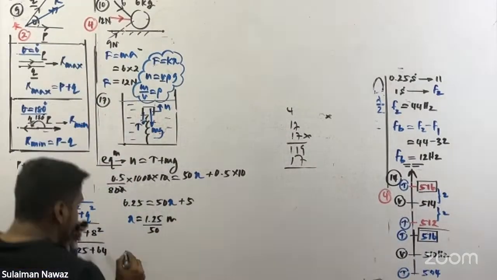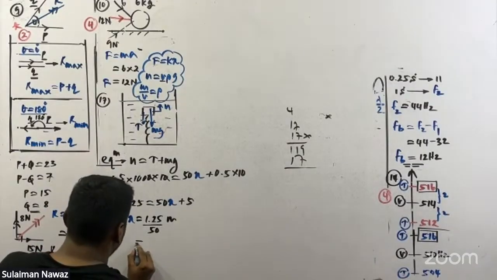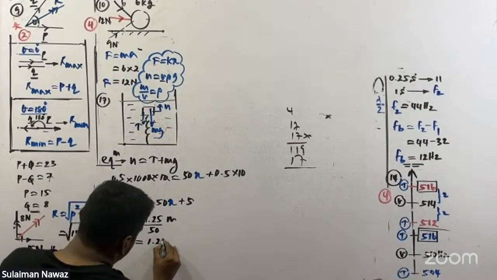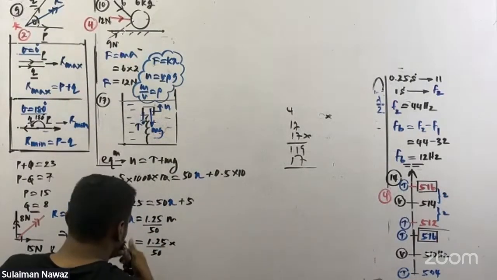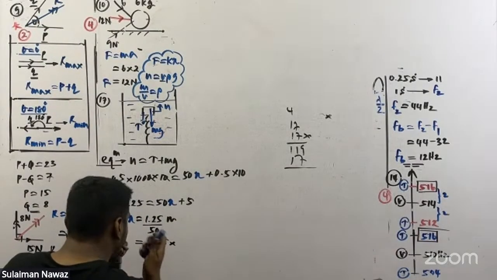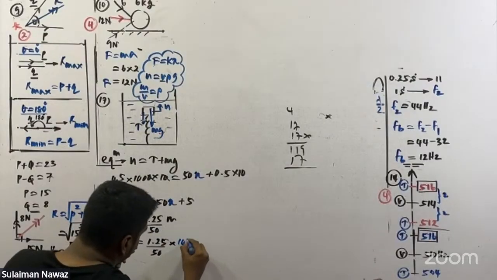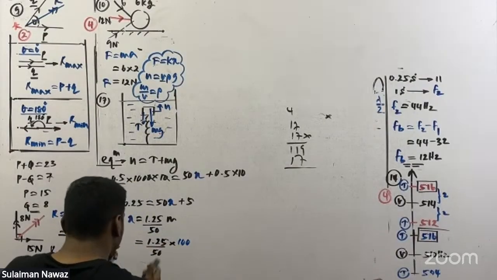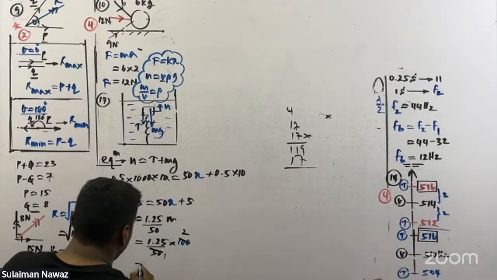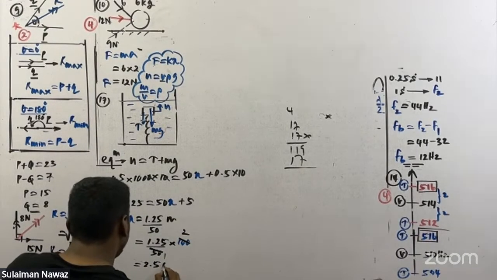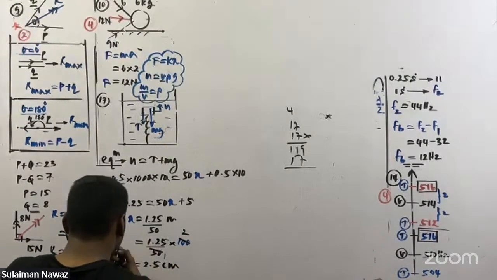If you want to convert meters to centimeters, how do you do it? We multiply by 100. Multiplying by hundreds, the answer is going to be 2.5 centimeters.